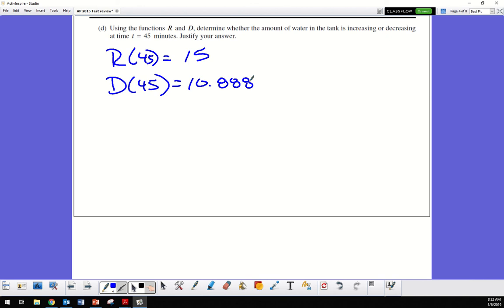So is the water going to be increasing or decreasing? Is R going in? Is D going out? So it's increasing. Yes, because R goes in. Let me change. This is in and this is out. So if it's going in faster than it goes out, it's going to be increasing.